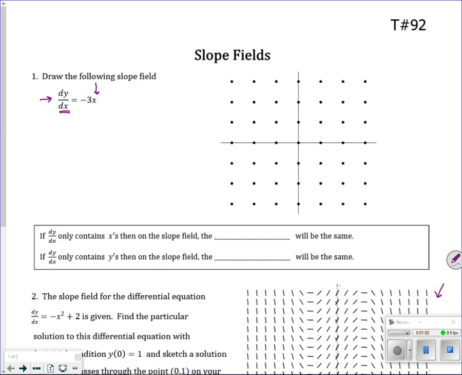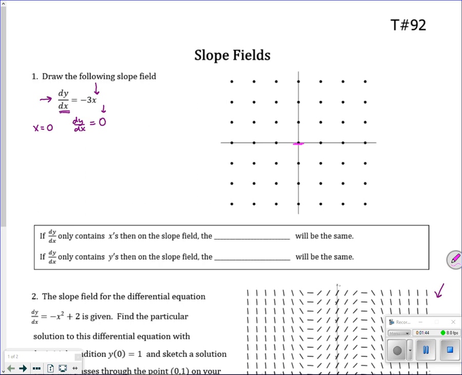Let's let x be equal to 0. What would dy/dx be if x is equal to 0? According to this formula, negative 3 times 0 would still be 0. So when x is 0, let's look at this point right here. The slope would be 0. Now let's draw a little line where that has a slope of 0. That would be a horizontal line, so I'm going to draw a small horizontal line. It's kind of hard to get it right on the dot with this thing. Right through there.